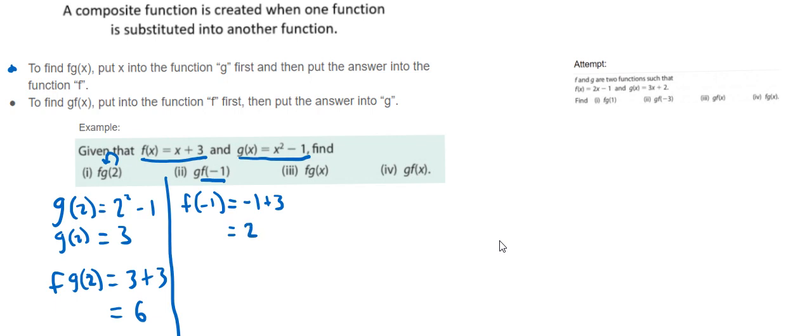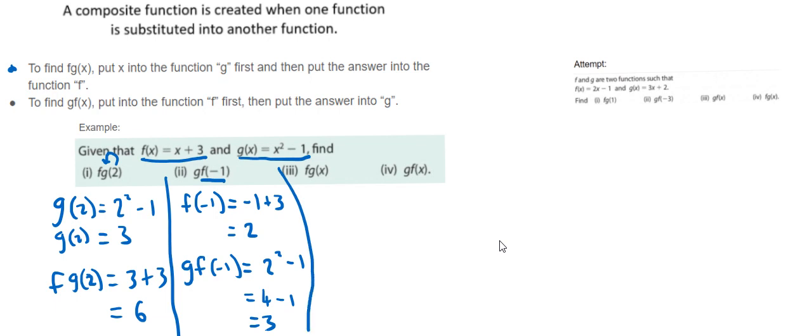Then I'm going to take that 2, that answer, because that's what f of minus 1 is. And in order to get g of f of minus 1, I'm going to put that 2 into the g function. And the g function is x squared minus 1. So therefore, it's going to be 2 squared minus 1. So 2 squared is 4 minus 1, which is 3. So g of f of minus 1, final answer to that is 3.